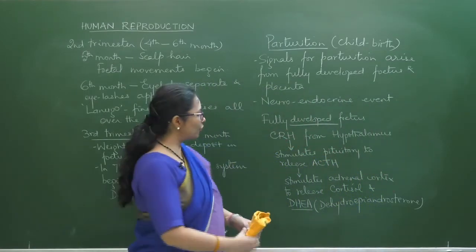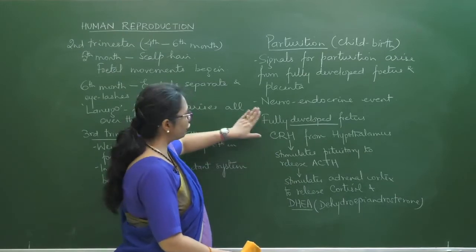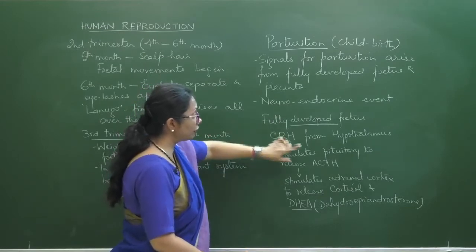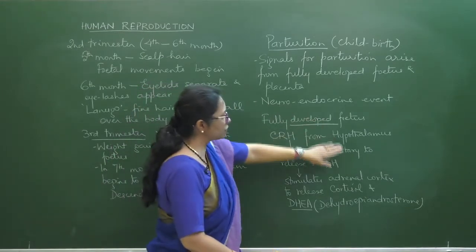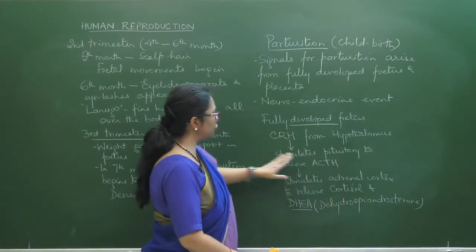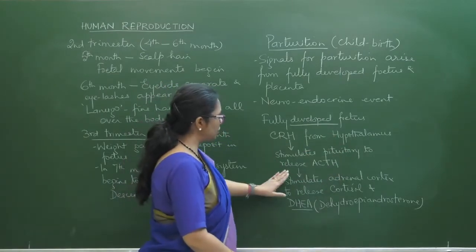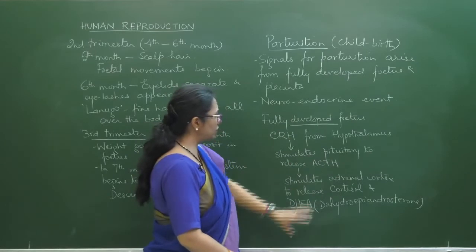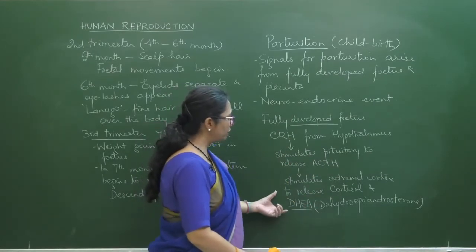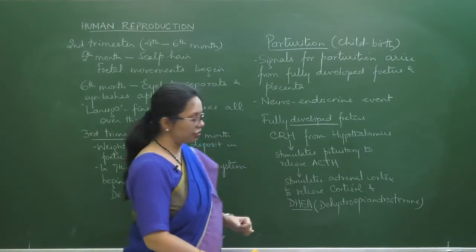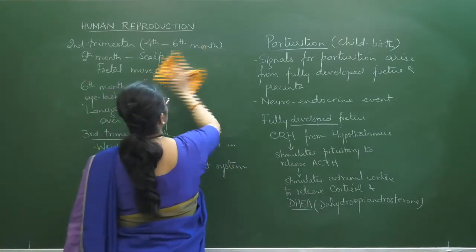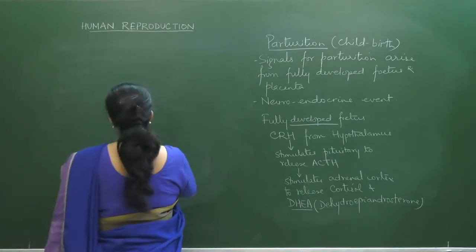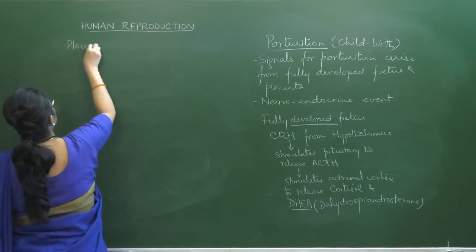Okay, so now you see, the fully developed fetus will start releasing CRH. CRH will stimulate the fetus's pituitary, the anterior pituitary, to release ACTH, and ACTH in turn is going to stimulate the fetal adrenal cortex. This is all under the fully developed fetus I am talking about, and as a result DHEA and cortisol are released. Now this DHEA in the placenta is converted into estrogen. So now coming to placenta. Let us see what is happening in the placenta.